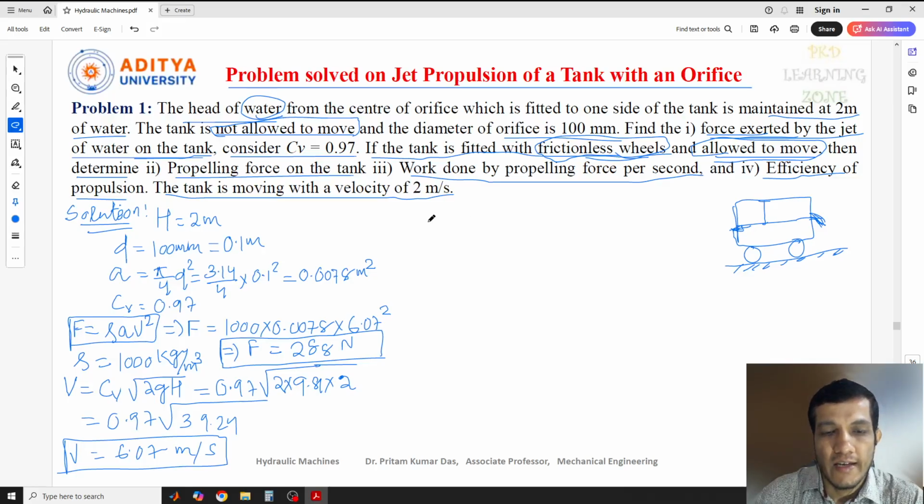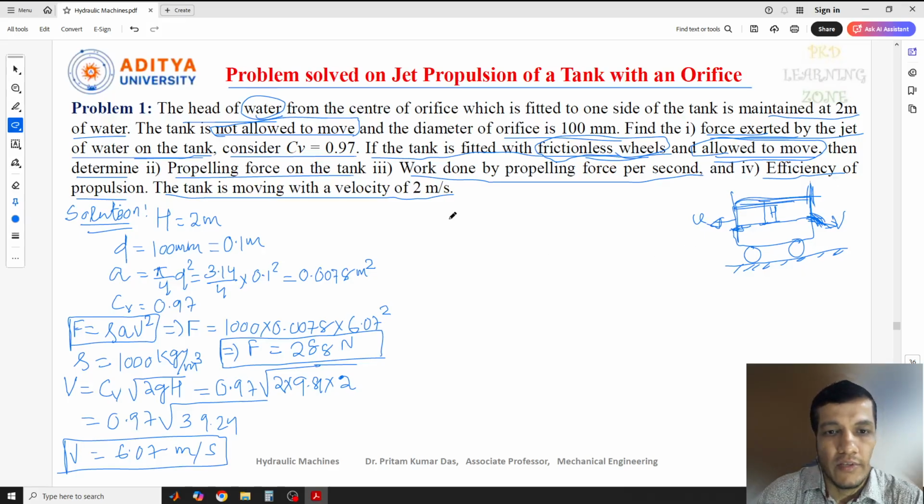So for this condition, all the data need to be taken the same, but here an extra part is given, that is the velocity of the tank. So that one we can consider. That means the tank started moving here. This is u, and this is the velocity of jet v. At this location, the water is coming out with the velocity of v, and this is our head of water, the height of water. Up to this level, water is there.